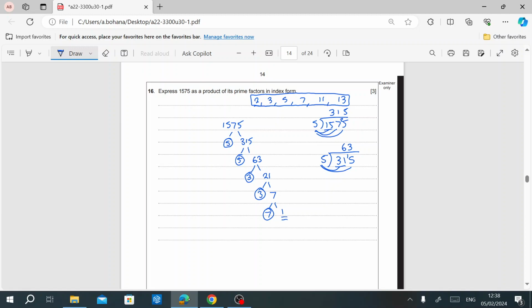And I just put a line under the 1 to say, that's it. I'm only interested in the circled numbers. So I've got 2 3s, 2 5s, and a 7. And there's the answer.